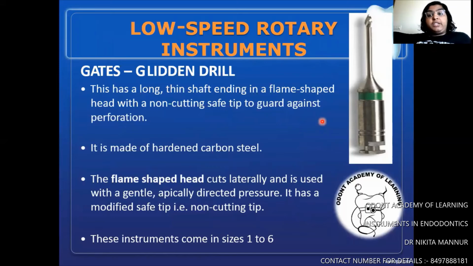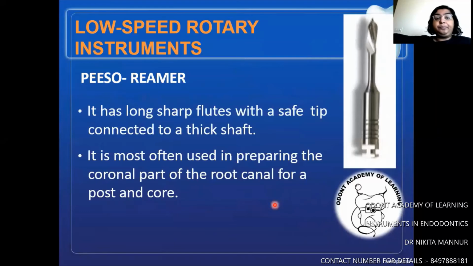Now, what is a GG drill or a Gates Glidden drill? As you can see in this picture, it has a thin, long shaft and a flame-shaped head with a non-cutting safe tip to guard against perforation. It is made of hardened carbon steel. The flame-shaped head cuts laterally and is used with a gentle apically directed pressure. It has a modified safe tip, that is, a non-cutting tip. The instruments come in sizes 1 to 6.